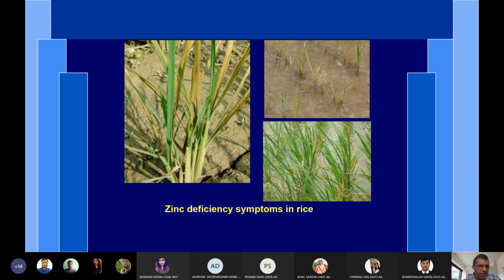See the close-up of zinc deficiency in rice. Close picture of zinc deficiency.